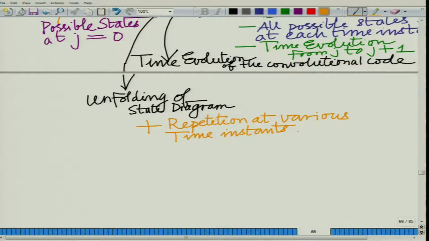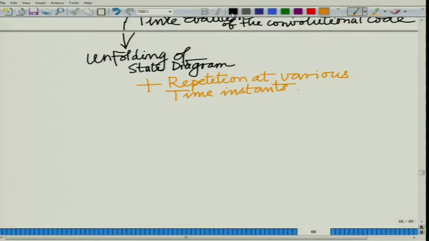If you look at the trellis, it is nothing but a block repetition of the state diagram, whereas a state diagram is simply a representation of the states and the transitions. If you take the state diagram and repeat it as a block at every time instant, so basically unfold this state diagram, what you get is a trellis representation. From the state diagram representation one can derive the trellis representation, and from the trellis representation one can go back to the state diagram representation. So both are equivalent, except that the trellis is a much more convenient way to visualize the time evolution of the convolutional code.